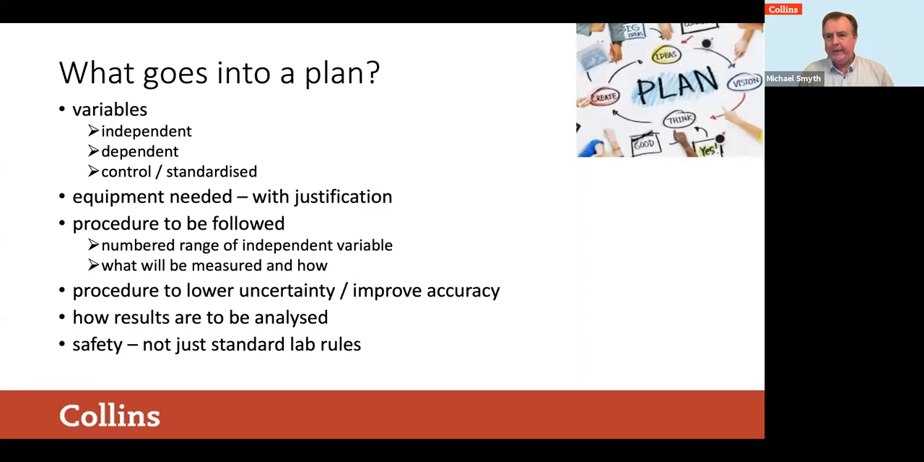Equipment needed with justification. It's not sufficient at A-level to say, I will use a measuring cylinder. You would expect them to say something like, I would use a 100 cm³ measuring cylinder because the volumes that I will be measuring range between 50 and 100 cm³, and this will reduce percentage uncertainty, things like that. Justification: why you're using each piece of equipment.